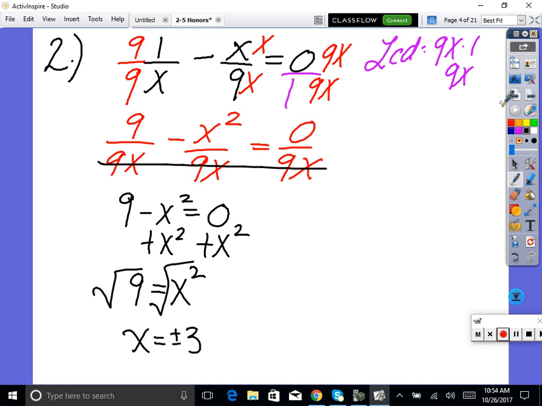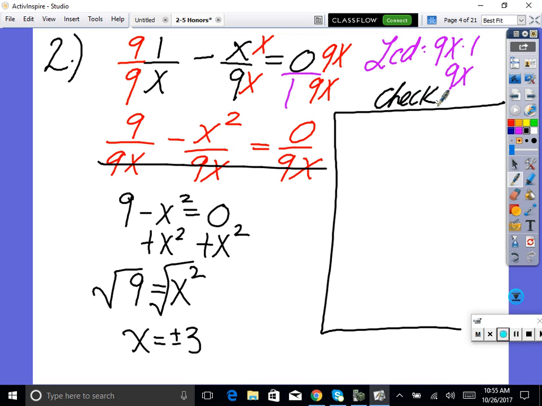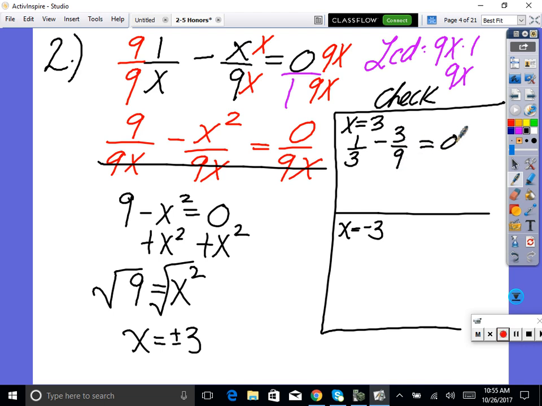Let's go check it. So I make myself a little box where I check. This is where I'm going to check it. I'm going to check x equals 3. I'm also going to check x equals negative 3. Here we go, plug it in. 1 over 3 minus 3 over 9, does that equal 0? Then when I plug it in down here, 1 over negative 3 minus negative 3 over 9, does that equal 0? Now we could just type it into our calculator, but this one is, once again, easy to just look at. Isn't this 1/3? 1/3 minus a third, isn't that 0 equals 0? So x equals 3 is truly a solution.